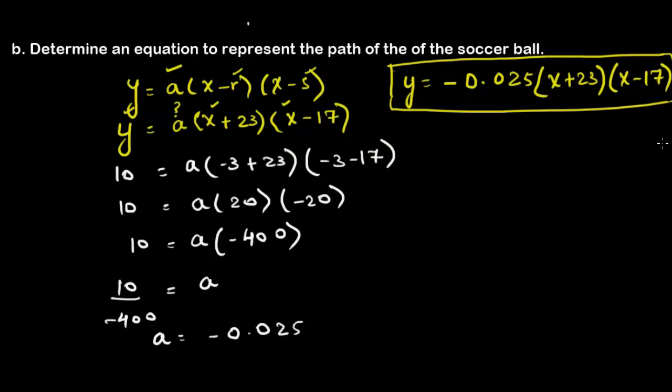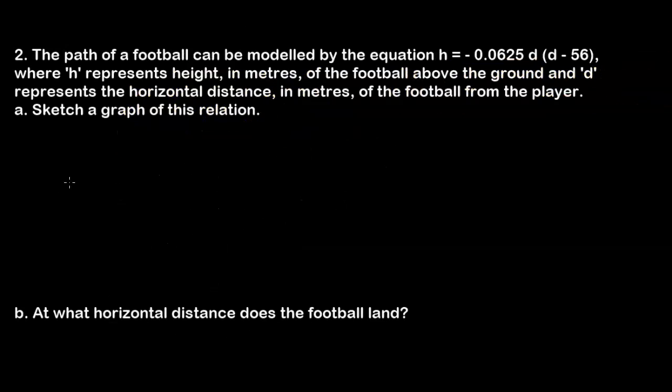Let's take up another type of problem, and the question is: the path of a football can be modeled by the equation h equals negative 0.0625 d minus 56, where h represents the height in meters of the football above the ground and d represents the horizontal distance in meters of the football from the player.